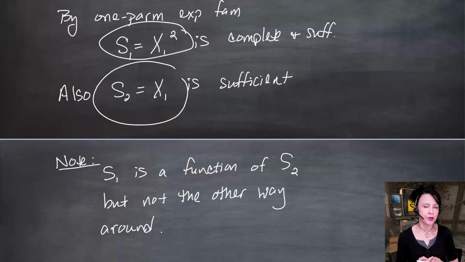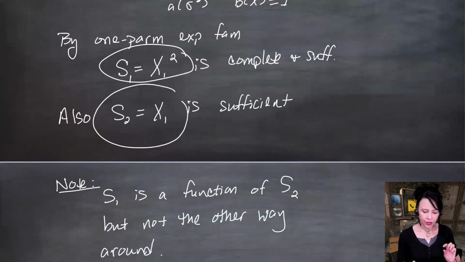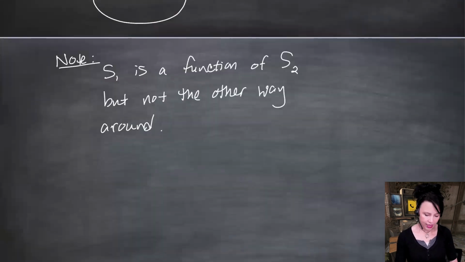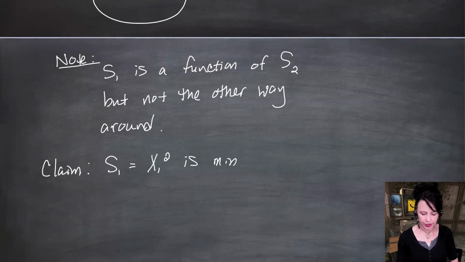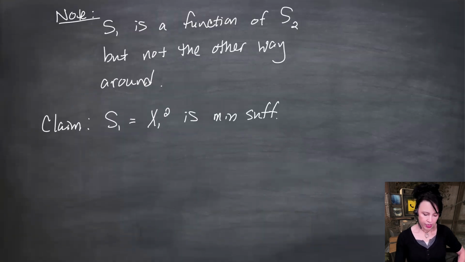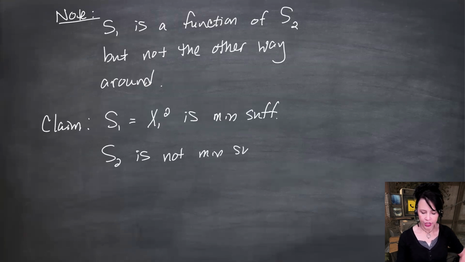If you know the value of x1 squared is 3, then x1 itself might be the square root of 3 or the negative square root of 3. So although we have yet to see how to show something is minimally sufficient, I claim that S1, as x1 squared, is minimally sufficient. And I have a theorem for you next, right after this example, where we can get this result. But S2 is not minimally sufficient, even though it is sufficient.